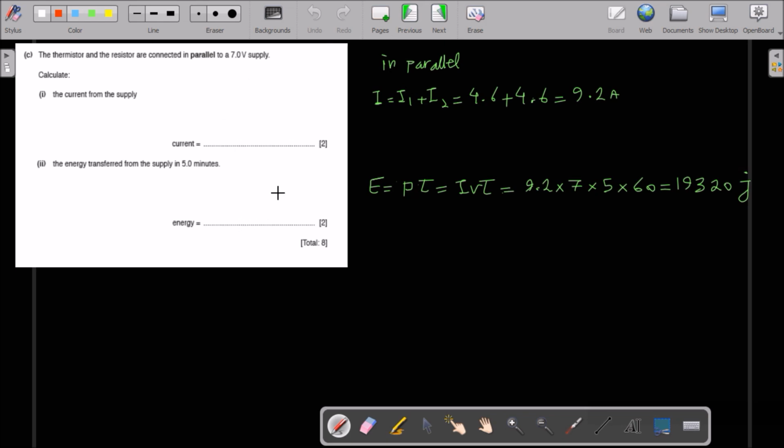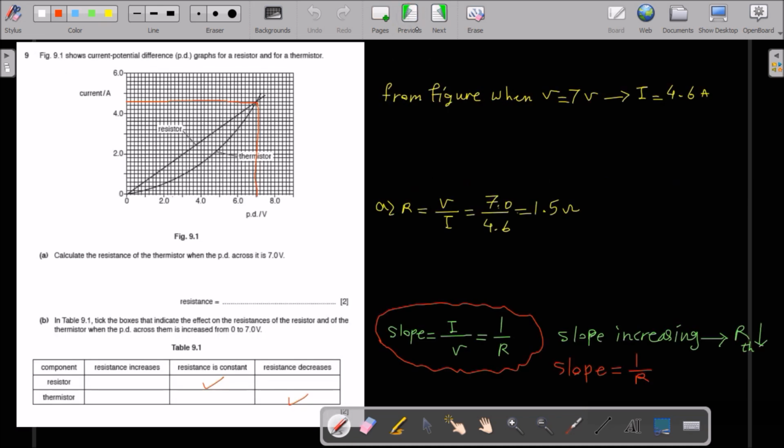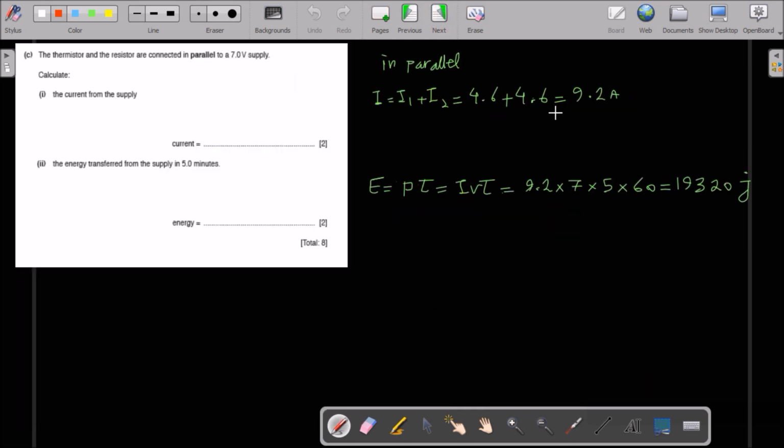Part C, the thermistor and the resistor are connected in parallel to a 7 volt supply. Calculate the current from the supply. We know that in parallel you should add currents, so I1 plus I2, because they have the same potential difference. If you look at the figure, for both of them, when V is 7, I is 4.6. That's why you should add 4.6 plus 4.6, which is 9.2 ampere.